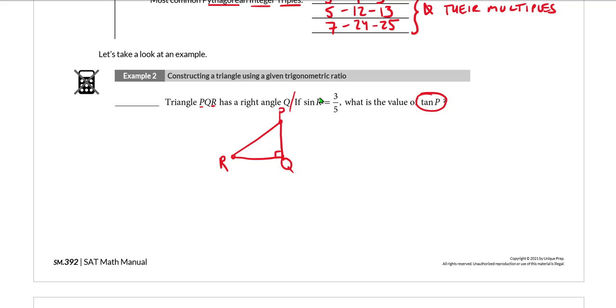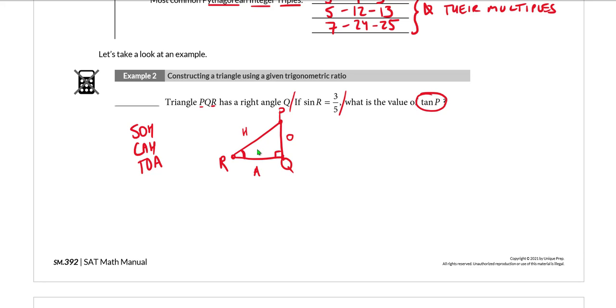They do tell us that the sine of R is 3 over 5. So remember what I want to do. I'm going to write SOHCAHTOA, which I should always do on trig questions. R is the relevant angle, so I am going to label the sides relative to angle R. The opposite side would be this PQ. The adjacent side would be this leg RQ, and the hypotenuse is always across from the 90.